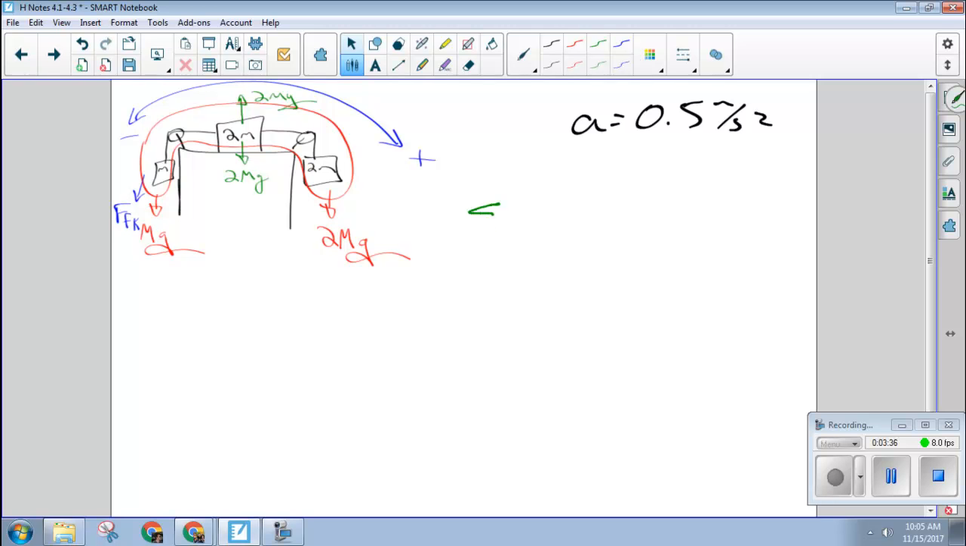So net force equals mass times acceleration. So Zach, what's the mass? 5m. 5m, right? M plus 2m plus m. So 5m times my acceleration of 0.5, right? Equals, you guys good back there?